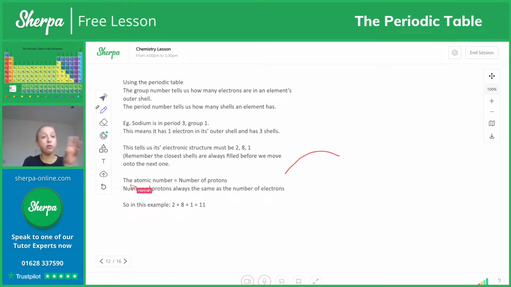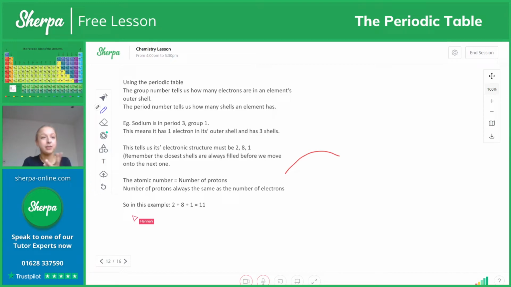Now, if we remember back to what I told you earlier, the atomic number is the number of protons, and this is always the same as the number of electrons. So when we know the electronic structure, the structure of the electrons, we can add them all up, we get the total number of electrons, and that tells us the total number of protons as well. So as you can see, literally from where that element is written on your periodic table, you can get a lot of information about it.